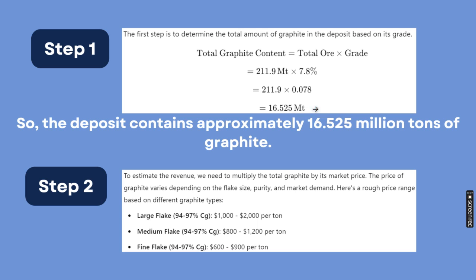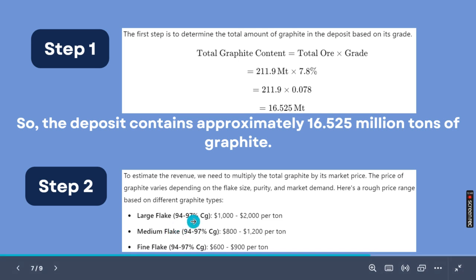Now you have to consider the rate. For understanding the rate, you have to have an idea about the quality of graphite, because as I mentioned at the beginning, different flake sizes have different costs. Okay, again for your information, large flake with 94 to 97% carbon graphite is usually a higher cost, $1,000 to $2,000 per ton. For medium flakes, 800 to 1200. For fine flakes, 600 to 900.